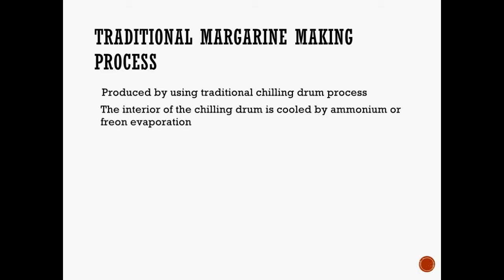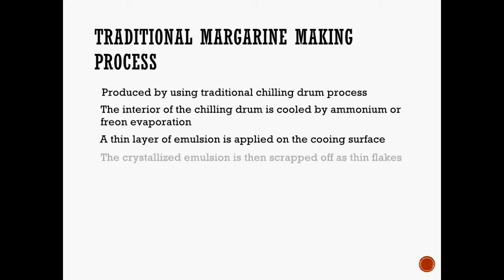During the old days, margarine was produced by using the traditional chilling drum. The interior of the chilling drum is first cooled by ammonia or freon evaporation. Then, a thin layer of emulsion is applied on the cooling surface of the chilling drum. Without agitation, the cooling of the emulsion is also able to take place rapidly. The crystallized emulsion is then scraped off as thin flakes.